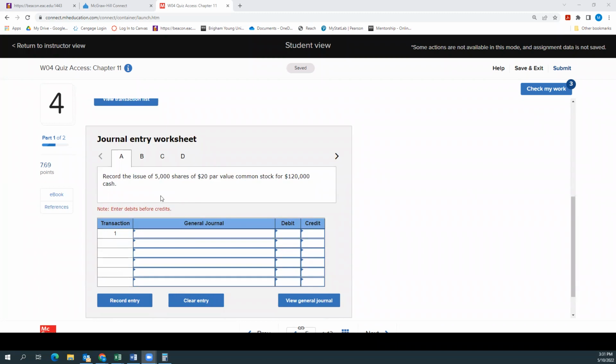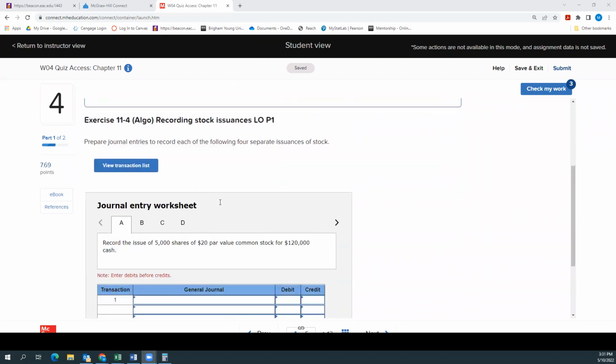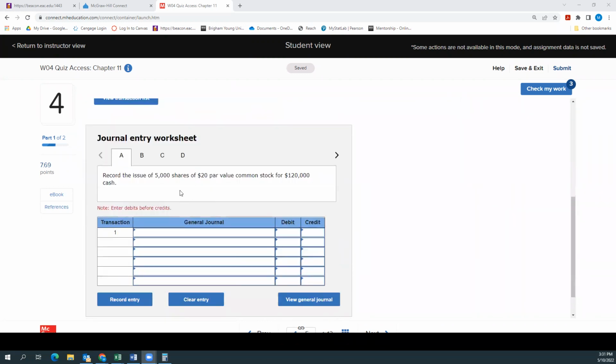So for this first one, we have a company, I think this says A Corporation. We don't know their name. So they issue 5,000 shares of $20 par value common stock for $120,000. Whenever we issue stock, we're doing that for cash, is the assumption, unless it tells us otherwise. So our cash will be increasing by the amount we issued for, so 120,000 in this case.